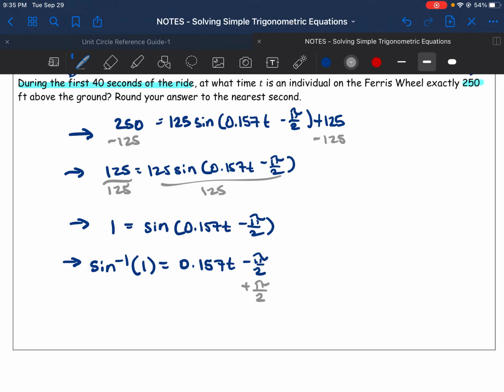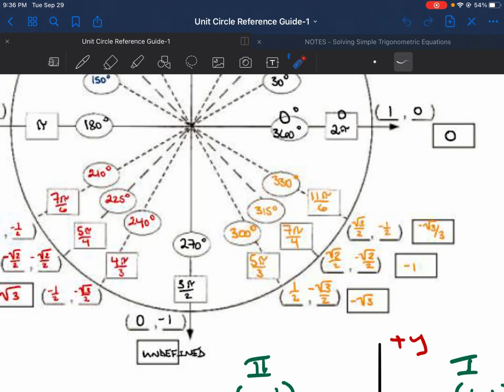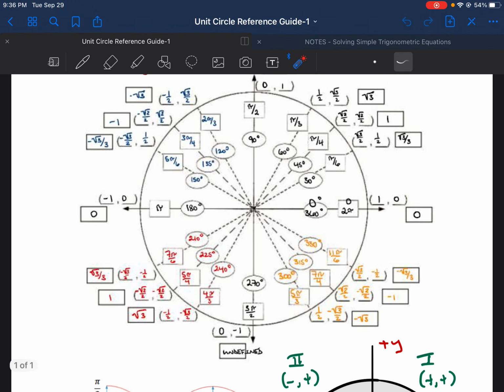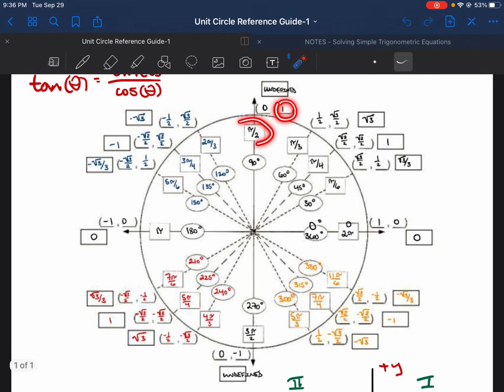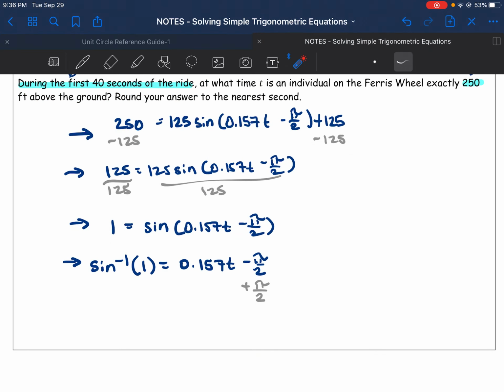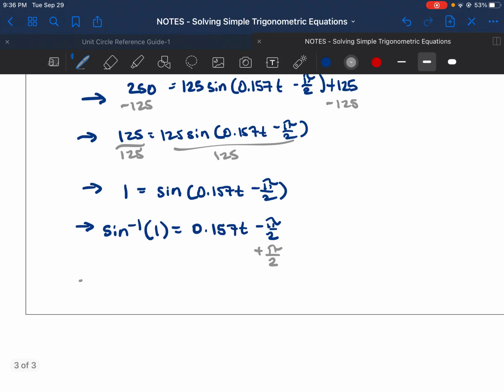Oh, and by the way, thinking about the inverse sine of 1, we're looking for an angle where the sine value is 1. And if you look at your unit circle, there's only one angle from 0 to 2 pi that has a sine value of 1, and that's pi over 2. So the inverse sine of 1 is going to be pi over 2. So we're going to be adding pi over 2 to both sides.